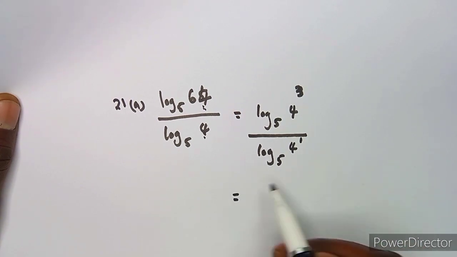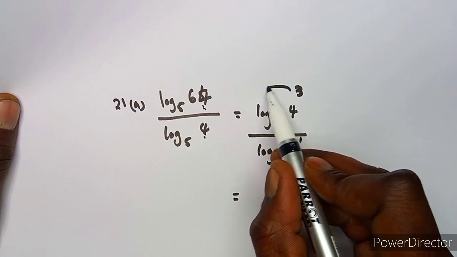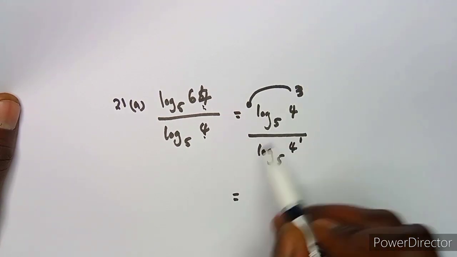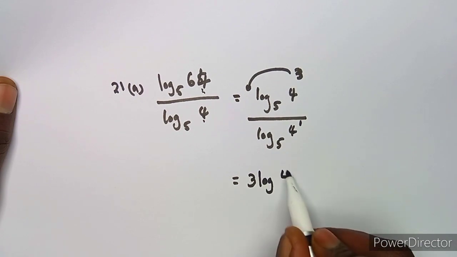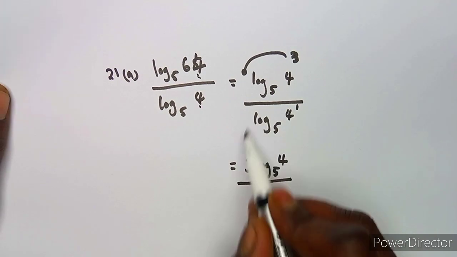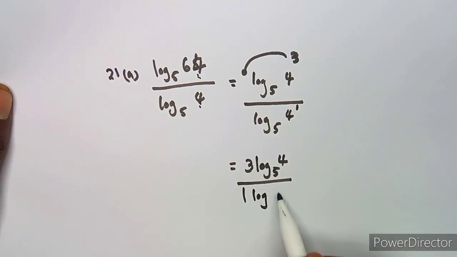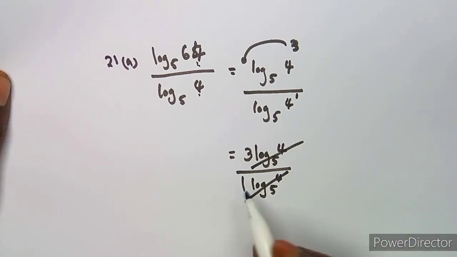So the moment we can write in terms of the same number here, we can drop the exponent. Remember, there's an exponent, so we can drop our exponents, which is going to give us 3 log 4 in base 5 over, if we drop the exponent, 1 log 4 in base 5. Why do this? Because the moment these two are the same, they can cancel out, which means I'm just left with 3 over 1, which is 3.